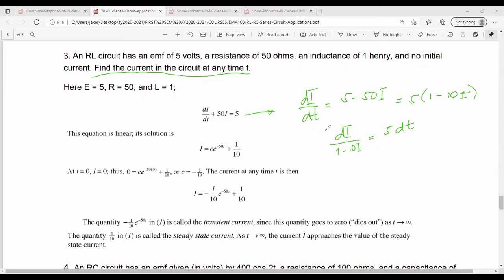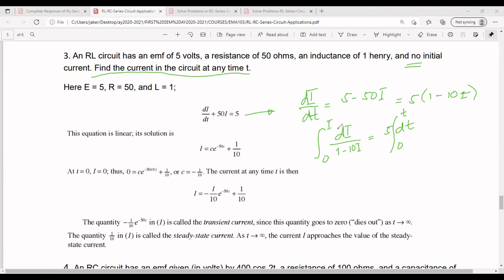Then again, the same thing. You substitute the appropriate values on your limits. So it says here, no initial current, meaning this is 0 and this is I. And here you have time initial is 0 and then you have time t. And you can do the process of evaluation. I'm sure you know how to evaluate.